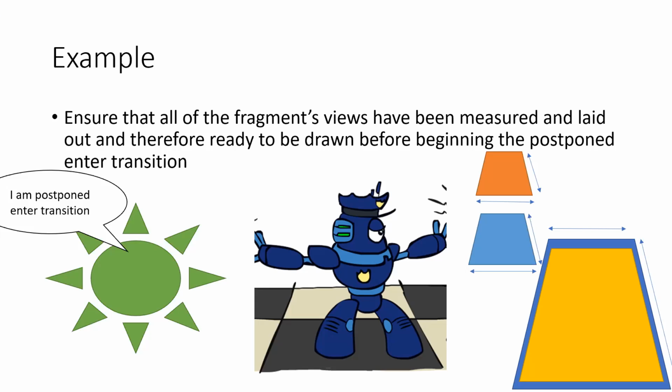So this example says that before you use RecyclerView, you have to ensure something. This example is in the context of RecyclerView, not anything else. It says that before you make use of RecyclerView for doing that transition, you need to ensure that all fragment views have been measured.